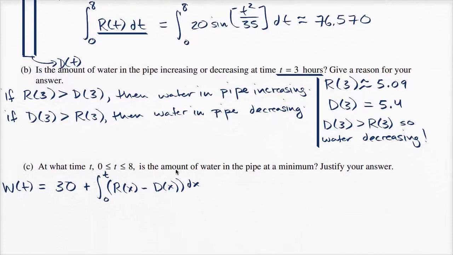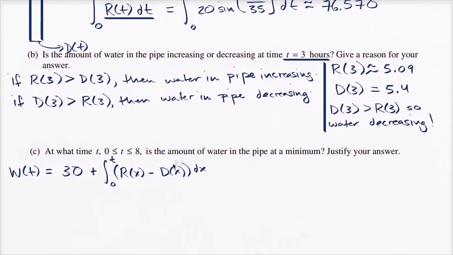So let's now think about at what point does w hit a minimum in this interval. There are three possibilities where w could hit a minimum point. It could hit a minimum right at the beginning at w of 0. It could hit it at the end of our interval at w of 8, at t equals 8, or it could be someplace in between where w is at a local minimum point, in which case the derivative of w will be equal to 0.